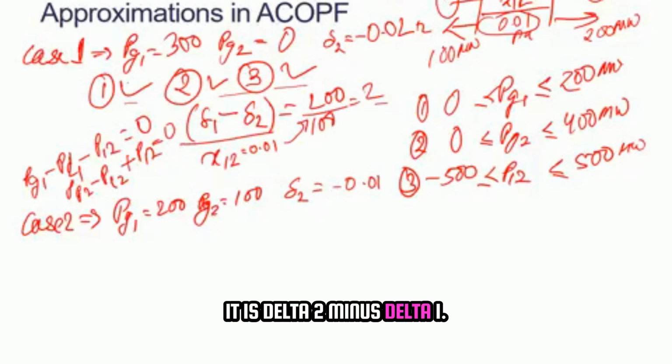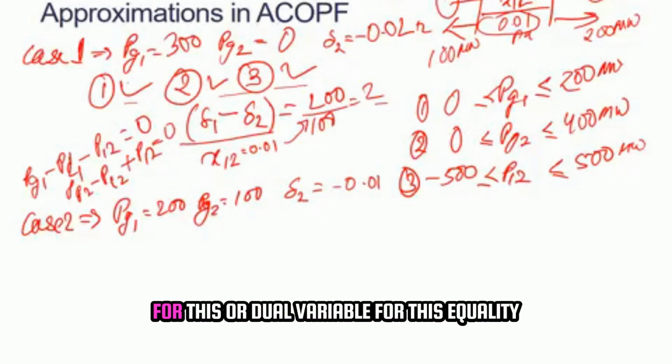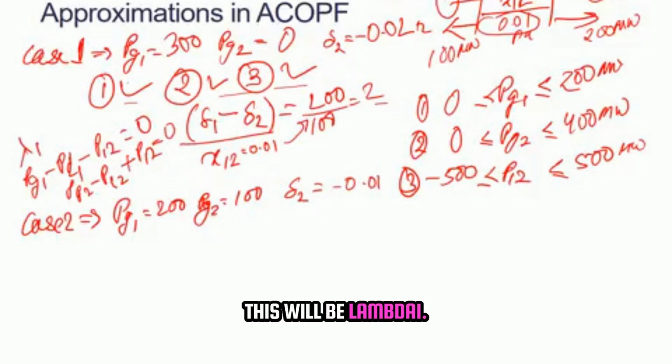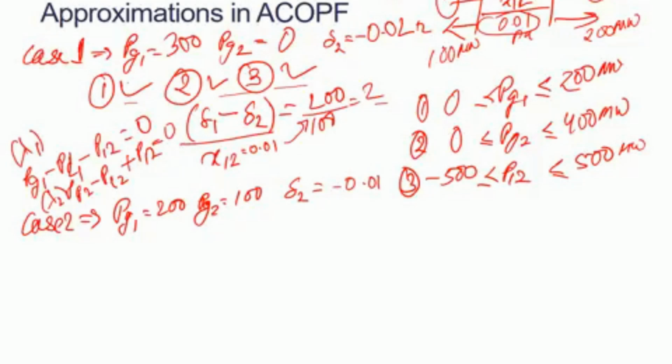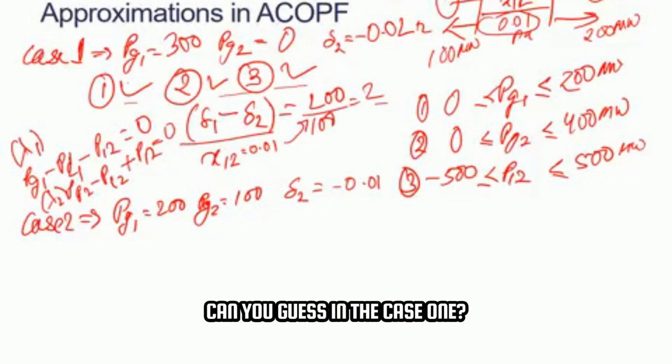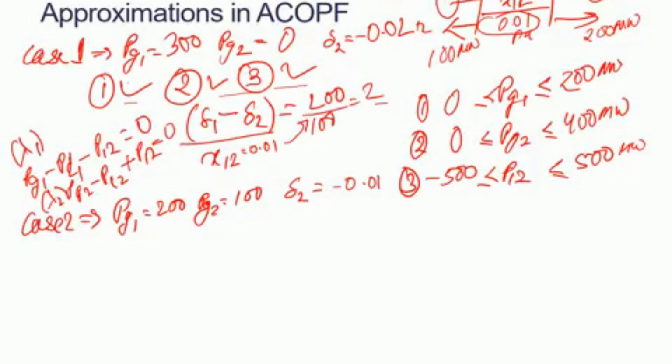It is delta 2 minus delta 1. Let's assume P12 is just B12 times delta 1 minus delta 2. Right. Now in this equation, the dual variable for this equality equation is going to be lambda. So this will be lambda 1, this will be lambda 2. Now when you see lambda 1 and lambda 2, what will be the value? Can you guess in case 1?